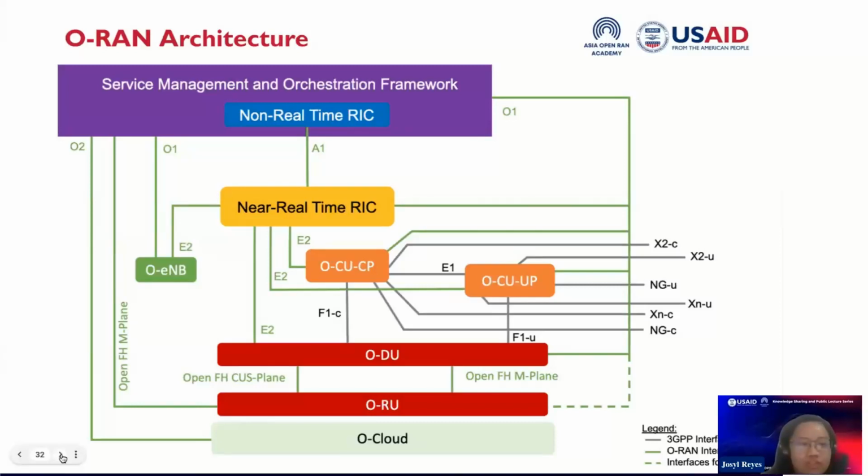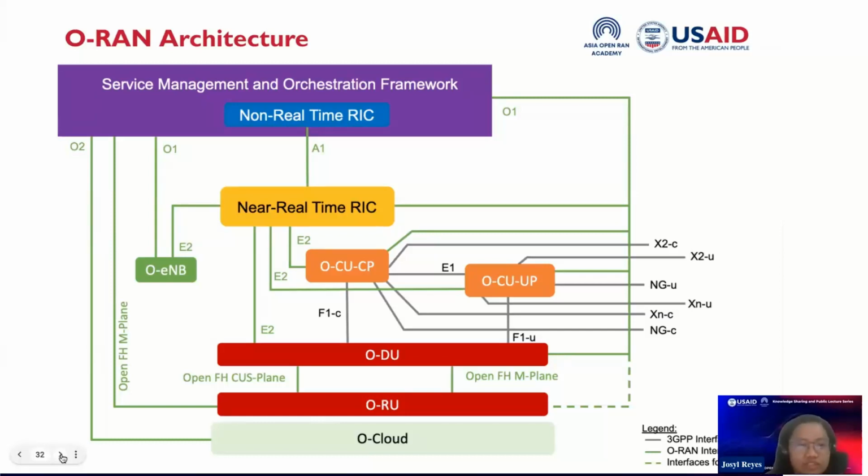Okay, for the O-RAN architecture, this is the main or important slide for the course. So just to give you an overview, there are different parts like the SMO, the Service Management and Orchestration Framework, which also houses what we call the non-real-time RIC. And then this SMO and RIC is connected to other components of the architecture.